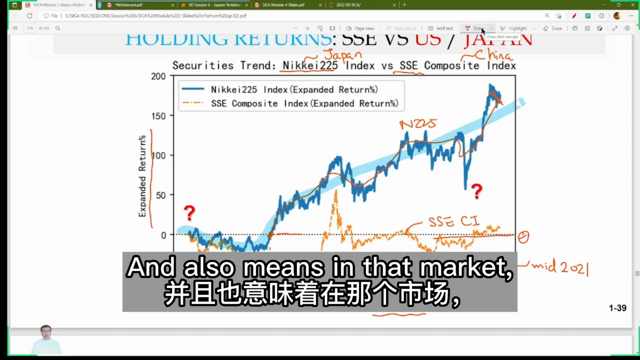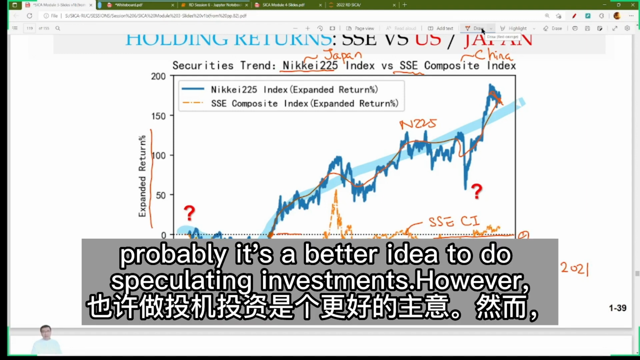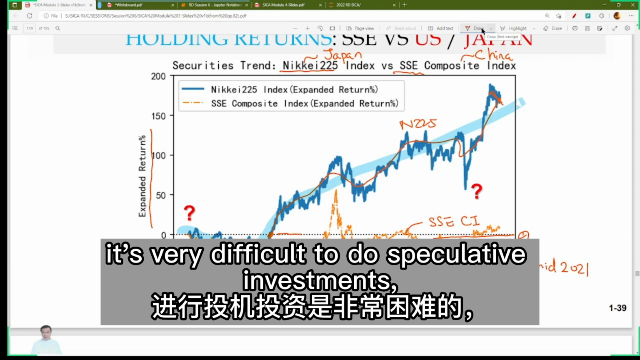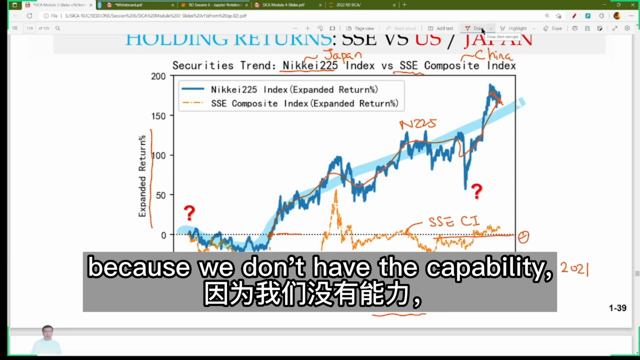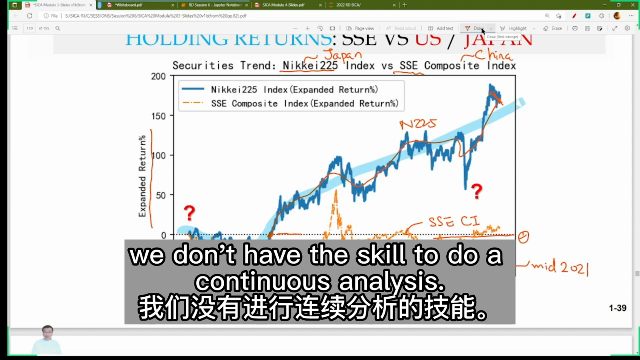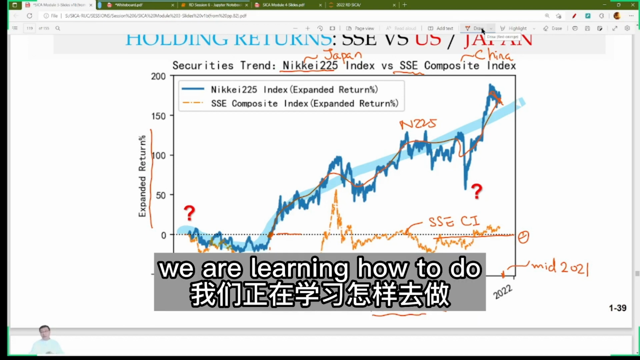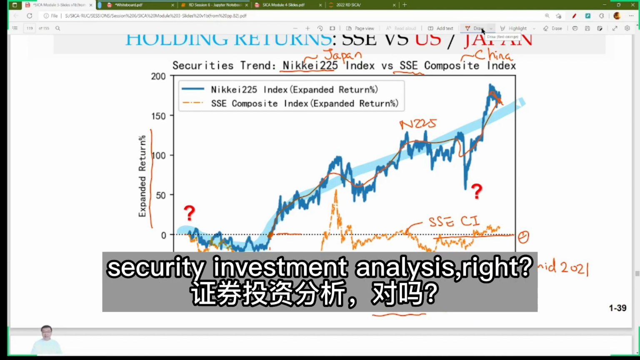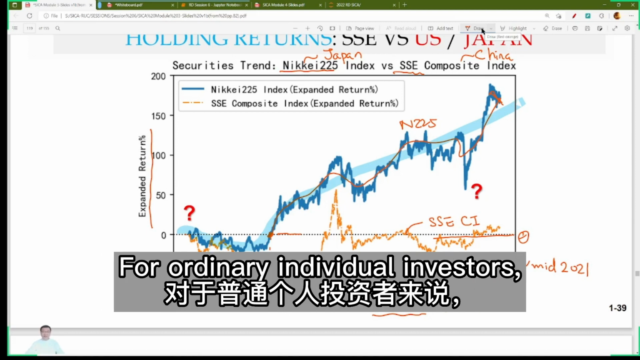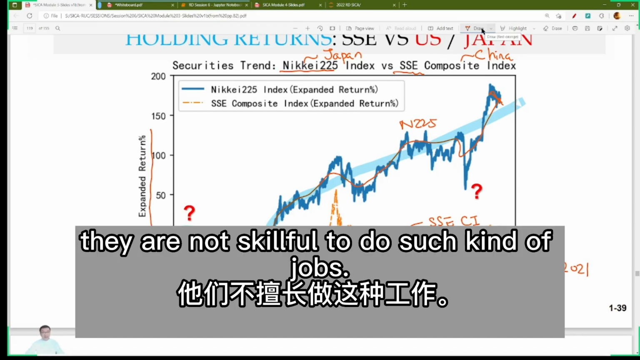That also means in that market, probably it's a better idea to do speculative investments. However, for individual investors, it's very difficult to do speculative investments because we don't have the capability, we don't have the skill to do continuous analysis. But in this course, we are learning how to do security investment analysis, right? Ordinary individual investors are not skillful in such jobs.